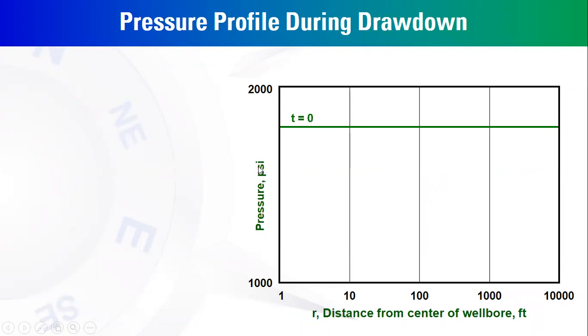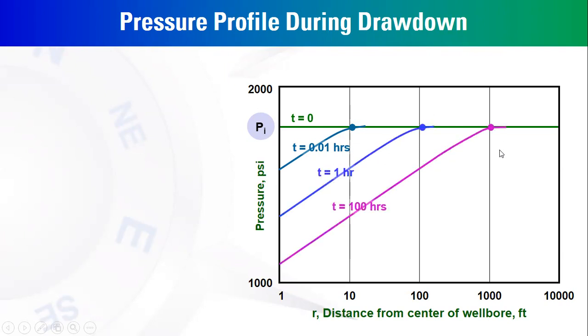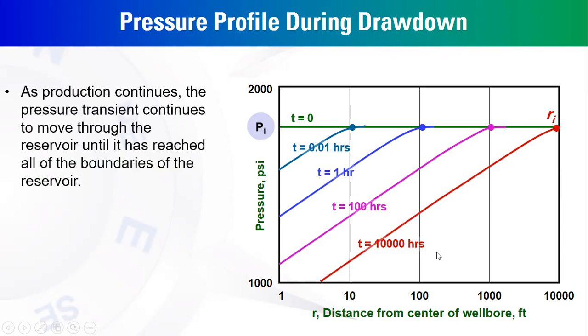So this is the pressure profile at time 0. The pressure is constant at Pi, and at time T1 we have ri, or radius of investigation, and then at time T2 and so on. This is during the infinite acting radial flow. But once we reach this time, we have the boundary dominated flow, or the pseudo-steady state flow condition.